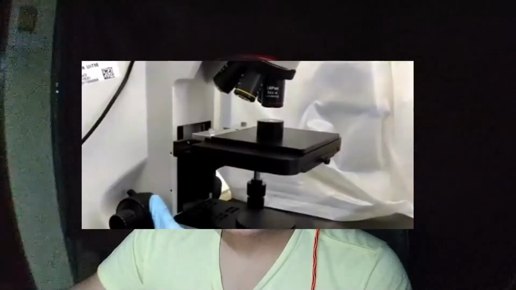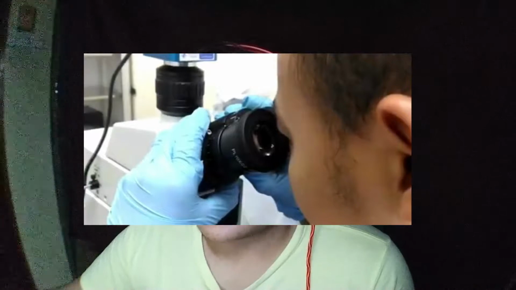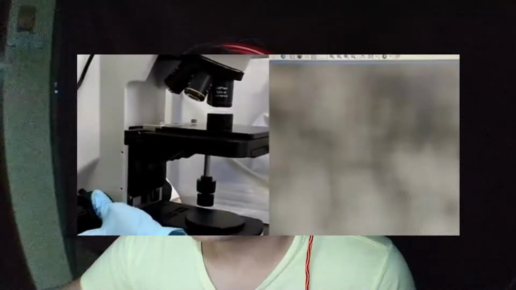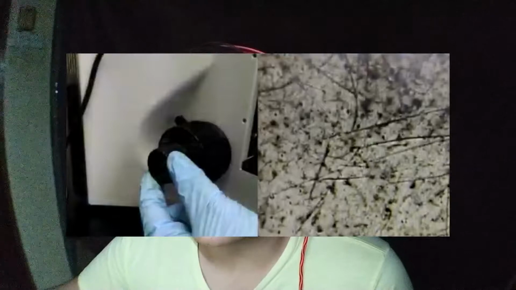Fourth is adjust the coarse focus slowly until the sample is close to the magnification lens. Be careful when adjusting the coarse focus so that the sample won't hit your lens. The fifth is adjust the optical lens according to your eyes until the image is quite clear. Then adjust the coarse focus slowly until the image of the sample appears on the computer interface. Then adjust focus by using the fine focus dial so the sample image appears clearly on the computer.